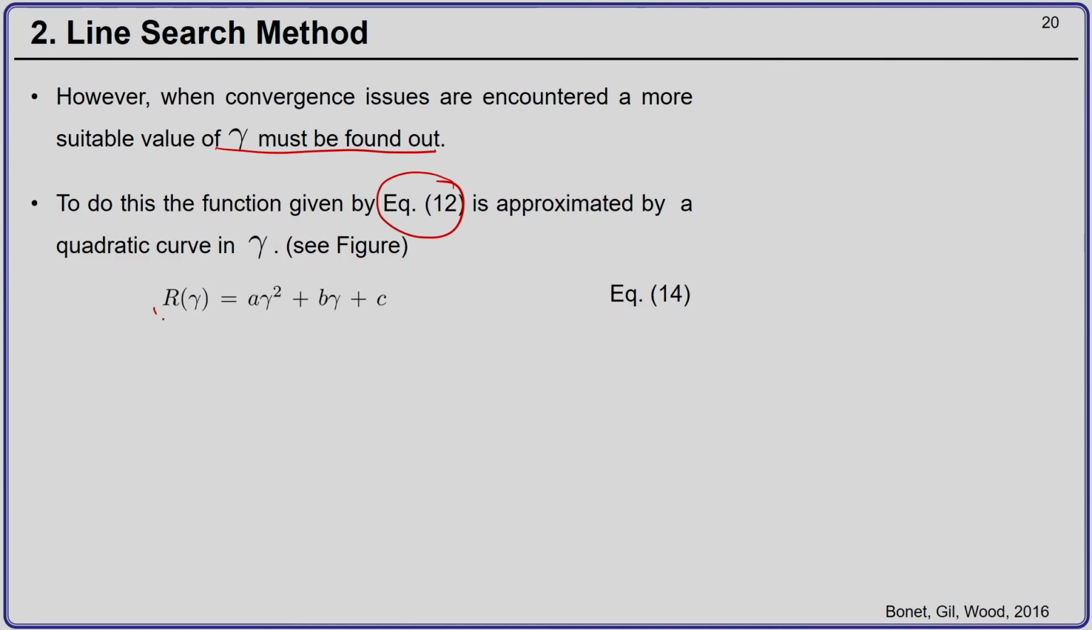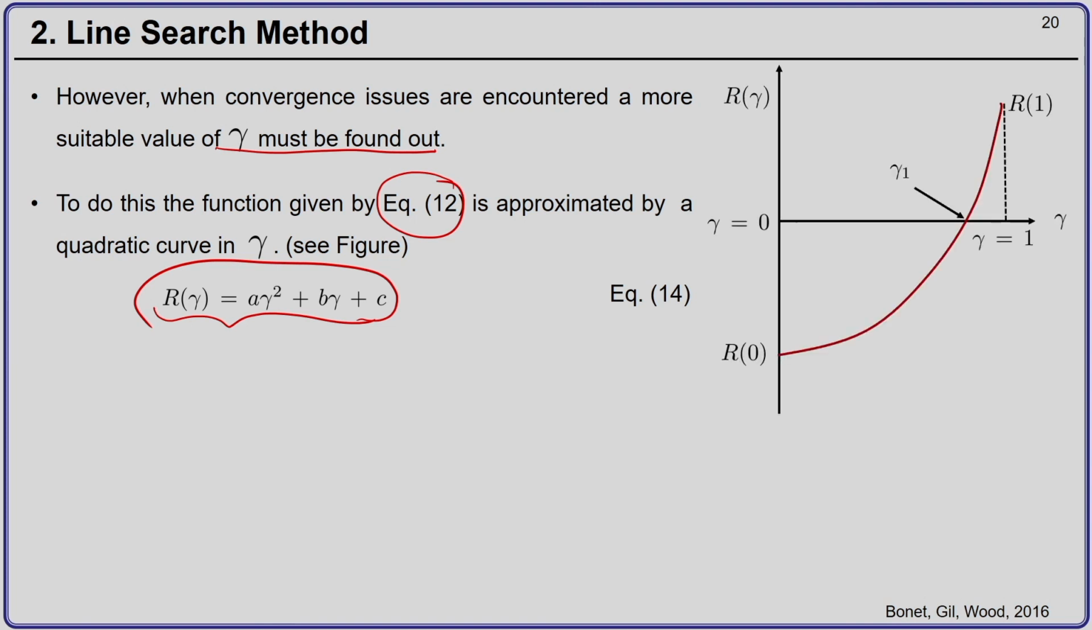So, what we do is we approximate r gamma as a quadratic function, given by A gamma square plus B gamma plus C, where A, B, C are the constants that we need to determine. You can see this figure. R 0 is the value of the function at gamma equal to 0 and R 1 is the value of the function at gamma equal to 1. And this increase in the value of R denotes there is a divergence, some convergence issue.